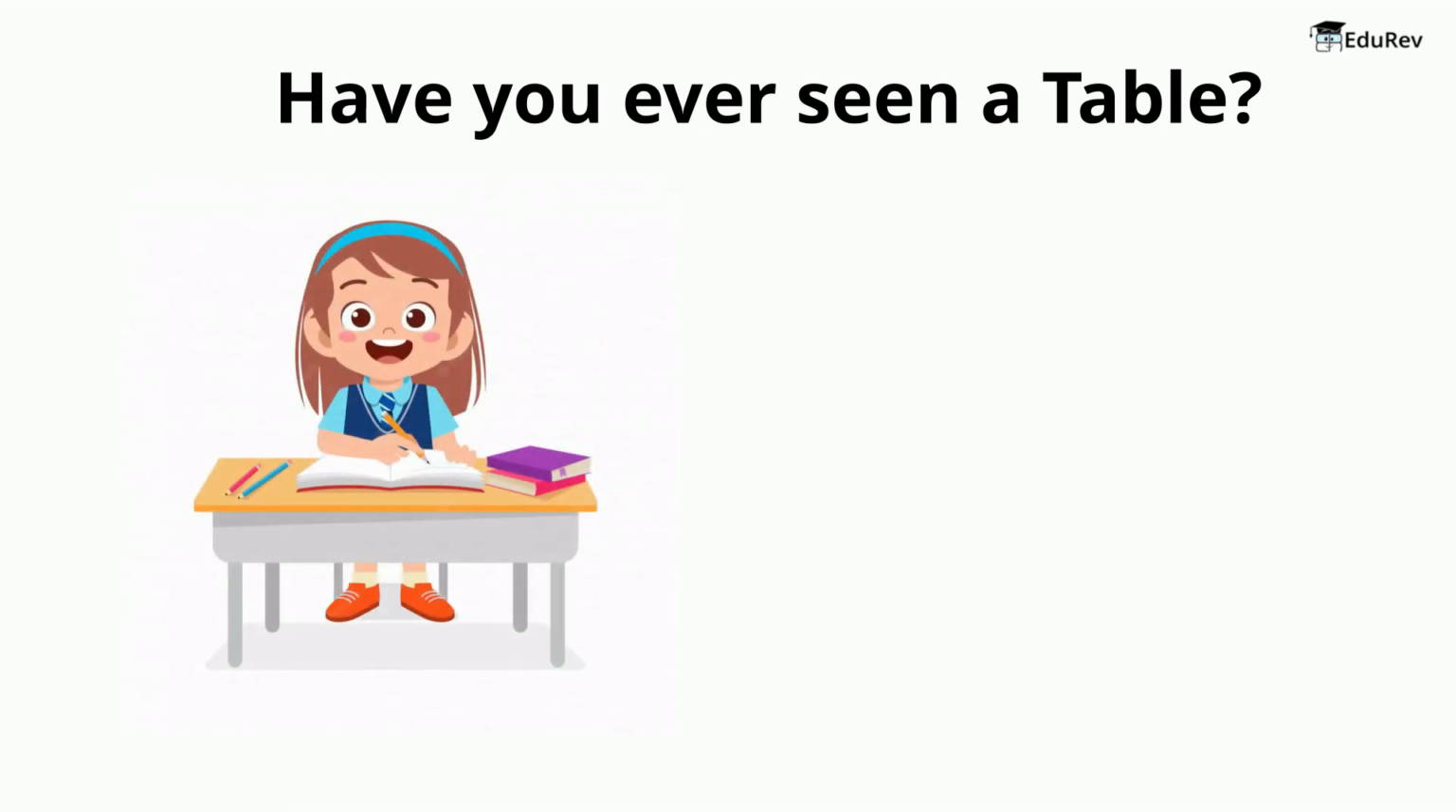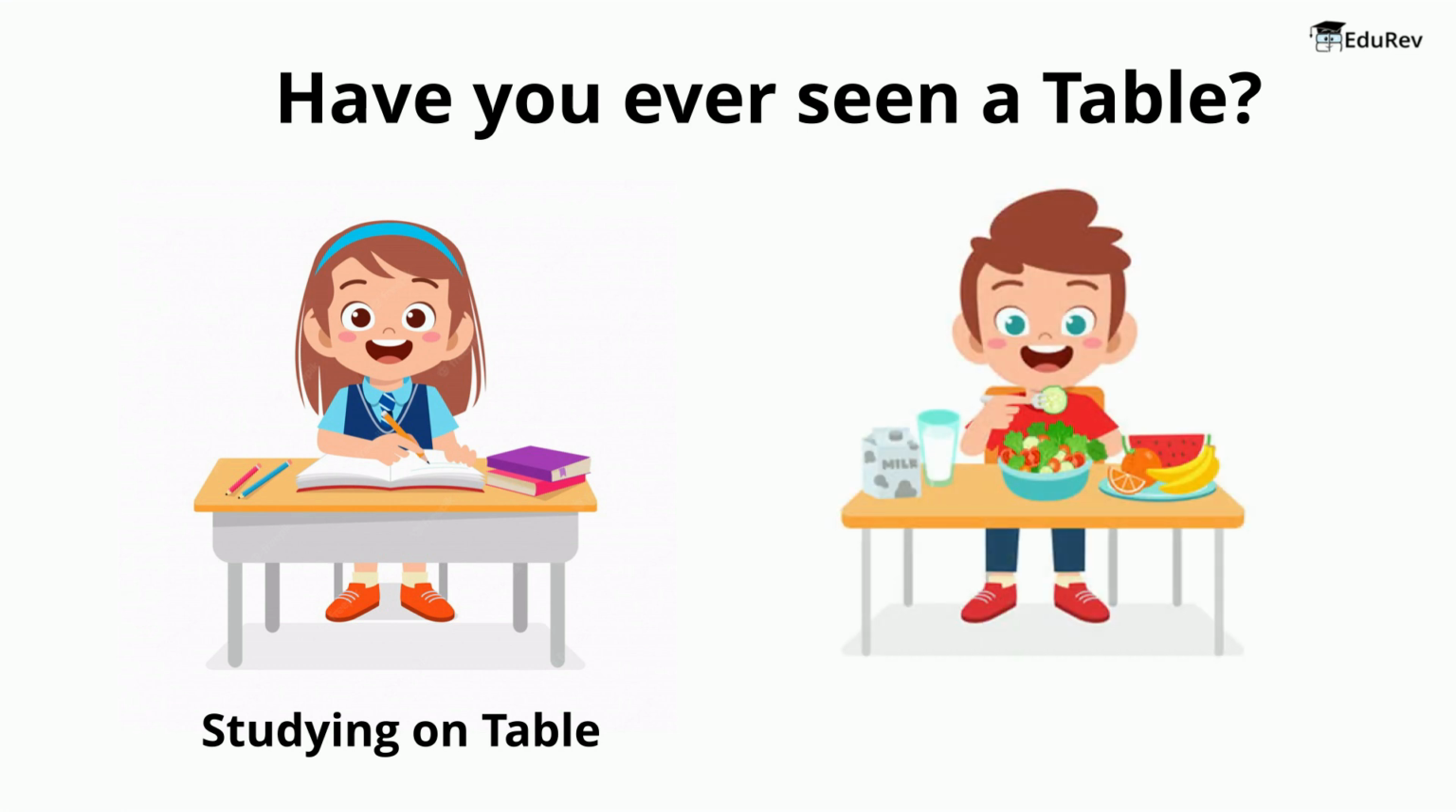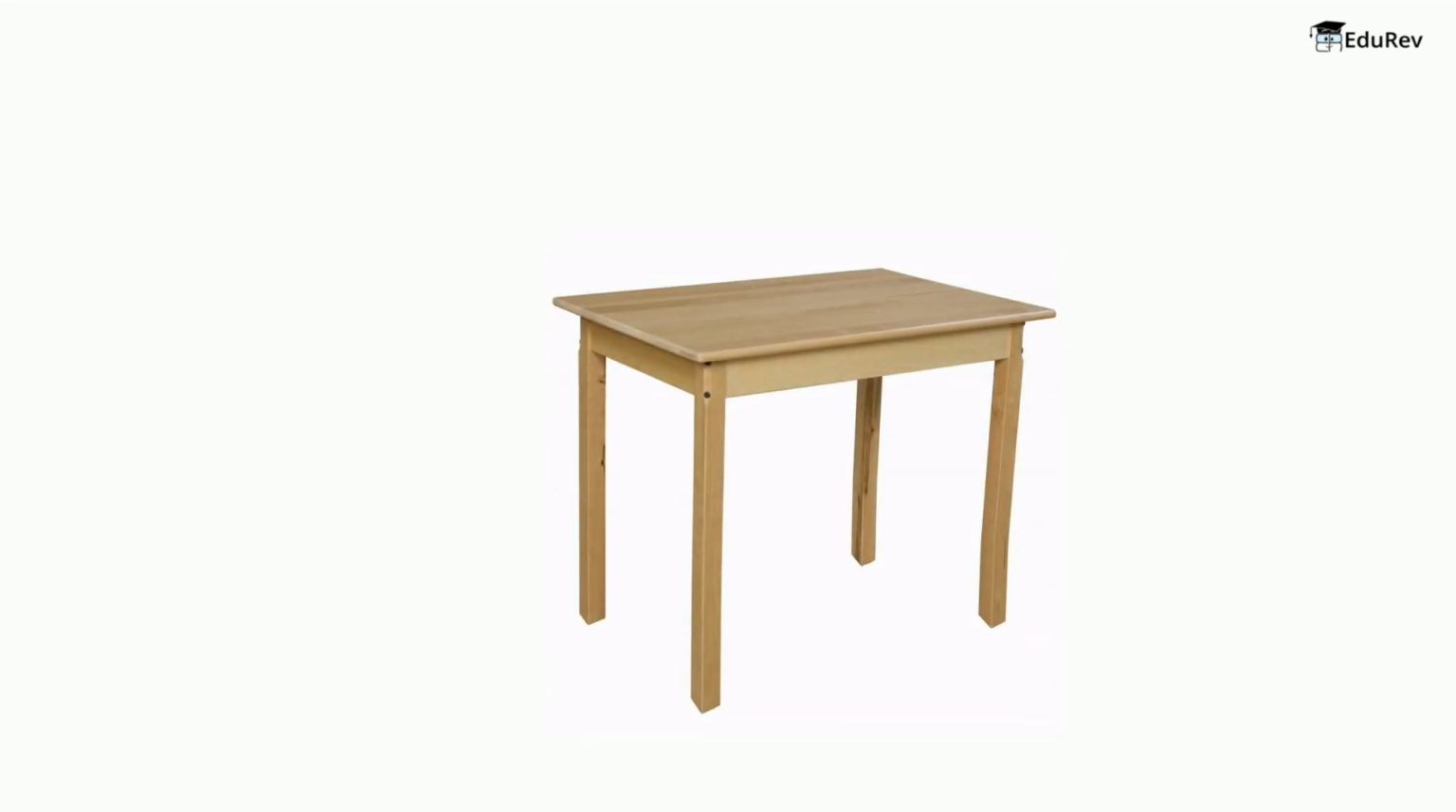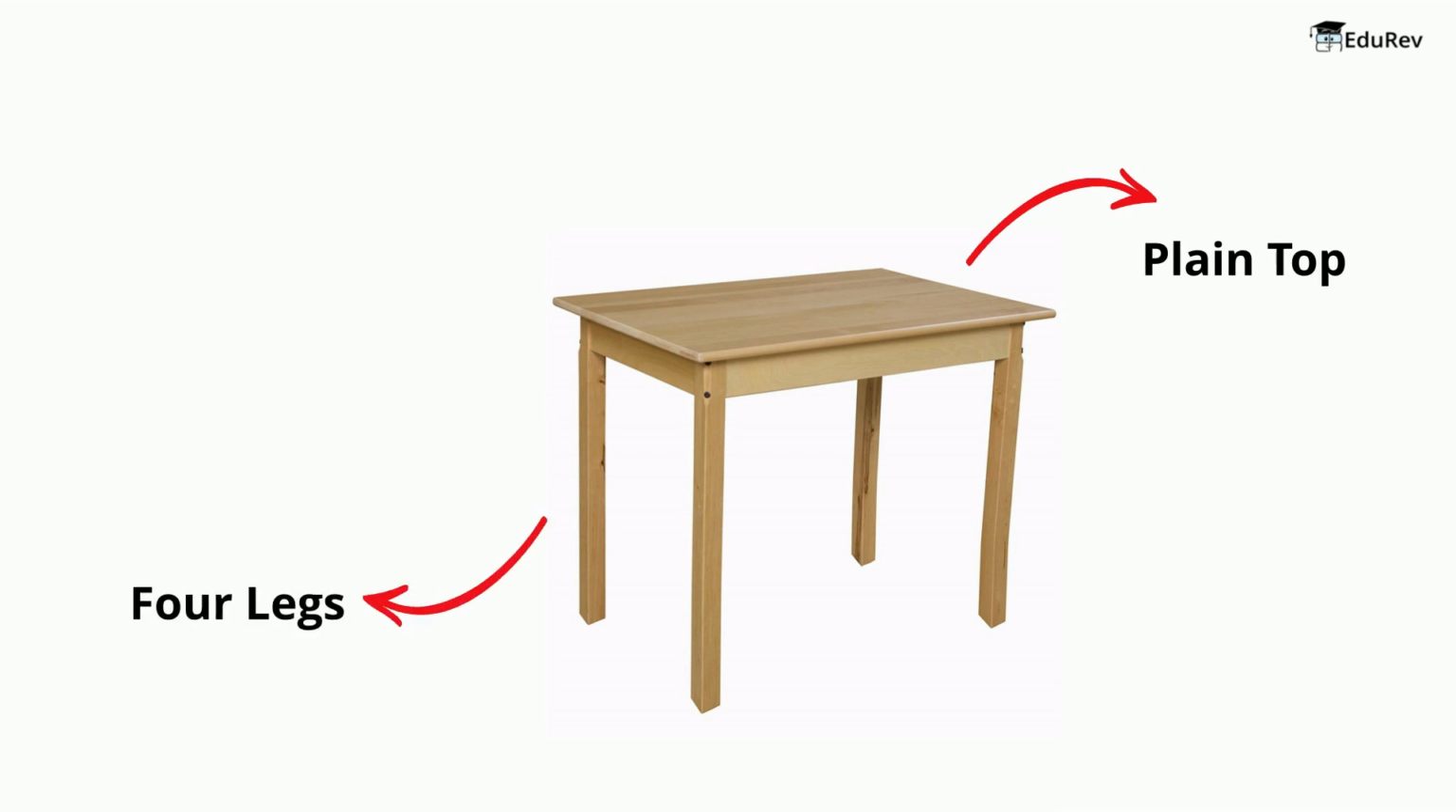Let's see how a table looks when viewed from different sides. Have you ever seen a table? We all have tables in our homes, schools, and offices. We keep our books on a table and are able to read and write easily. So, we can study on a table. Also, we keep our food or snacks on a table and we are able to eat properly. A table is of great use to us. A table contains a plain top and 4 legs.